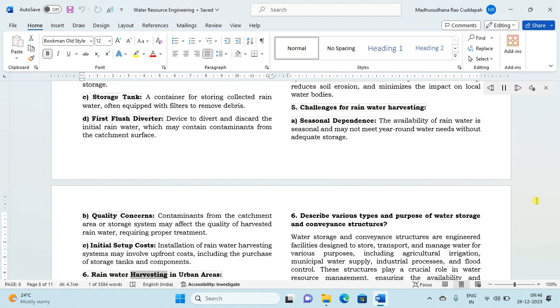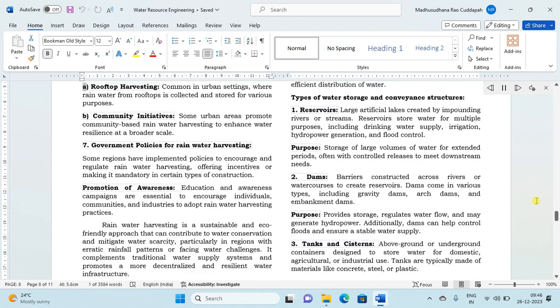6. Rainwater harvesting in urban areas. A. Rooftop harvesting, common in urban settings, where rainwater from rooftops is collected and stored for various purposes. B. Community initiatives. Some urban areas promote community-based rainwater harvesting to enhance water resilience at a broader scale.